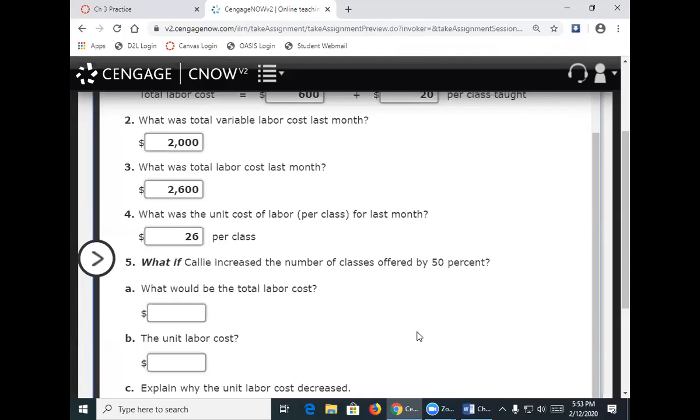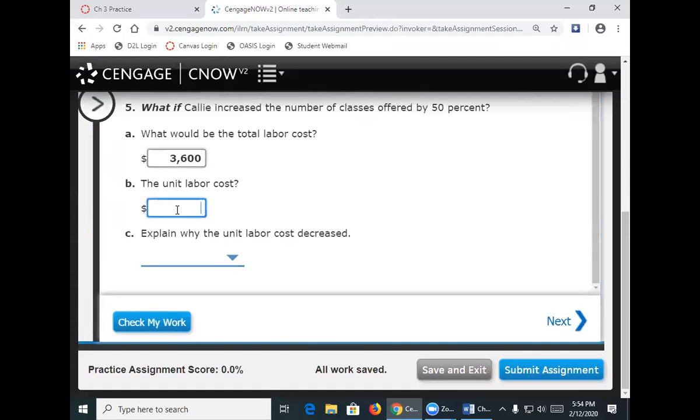So my new variable cost is 3,000. And then I add in my fixed of 600. So my variable cost changed. So now I'm at 3,600. What's my unit labor cost now? $24. Very good, $24, because you divided by the 150 now, right? So we took 3,600 divided by 150, and it's now $24. So why did it go down? Because the fixed cost goes down. Right, your fixed cost per unit goes down, right? So that's how fixed cost works. Basically, we're able to cover more fixed costs when we increase our classes offered, okay?